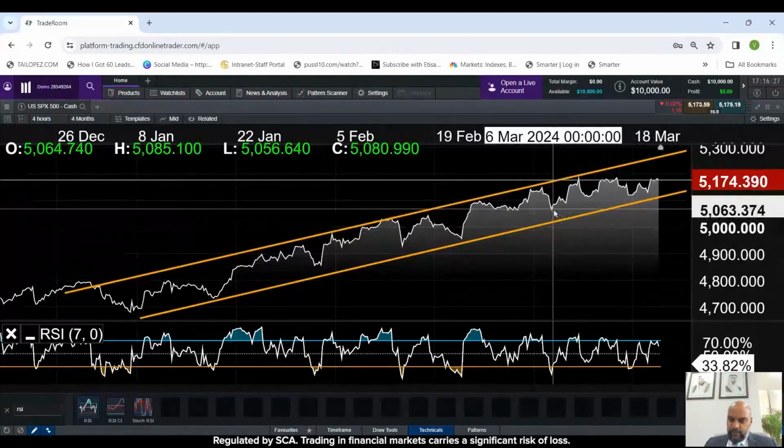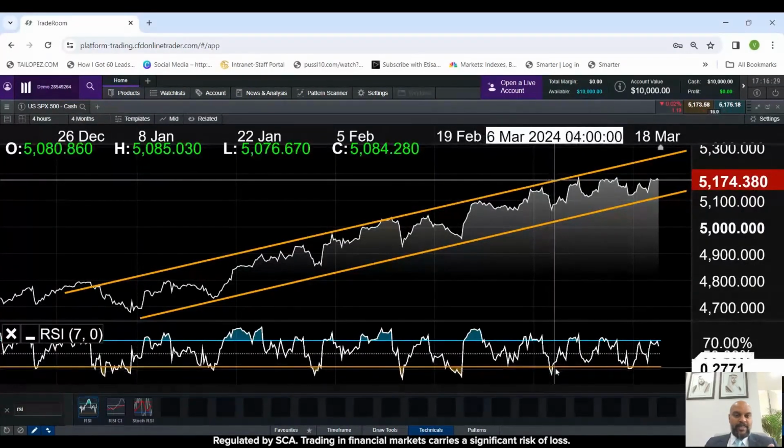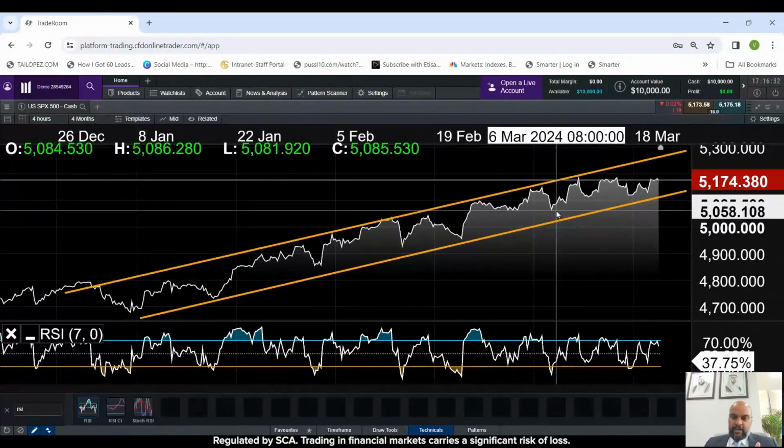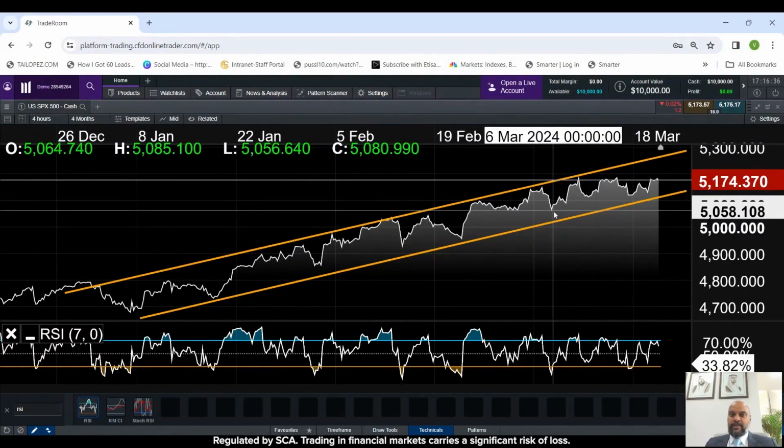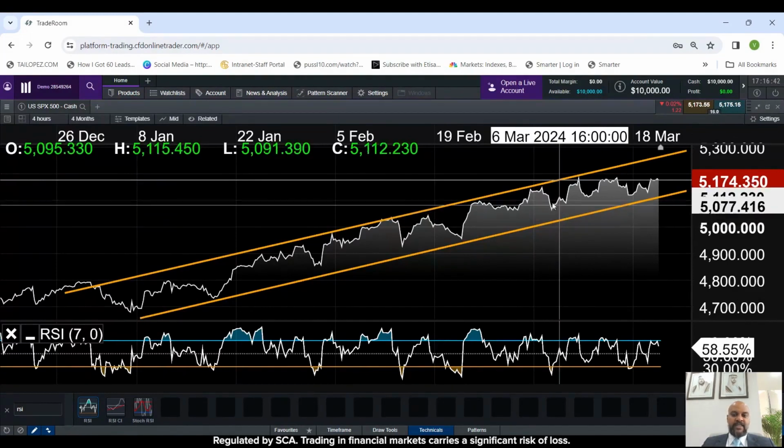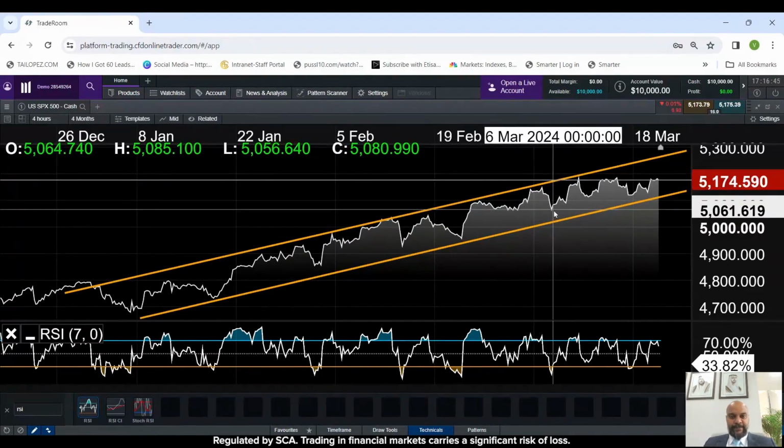Again, now this is a point where RSI is showing me oversold, but my channel, my support line, is not showing me a signal because the price is still way higher. There's a lot more room for it to come down. Hence, this is a trade I would avoid taking.